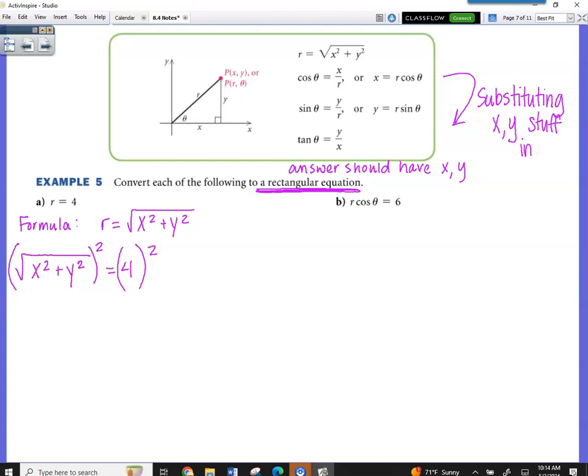So square both sides. Whatever you do to one, you do to the other. That's going to cancel. I end up with x squared plus y squared equals 16. And that looks good. This is where it's kind of annoying because you just stop where it's like, you know what, I don't need to go any further. I like that. That looks like a regular equation that I worked with in the past. So that is our rectangular equation.